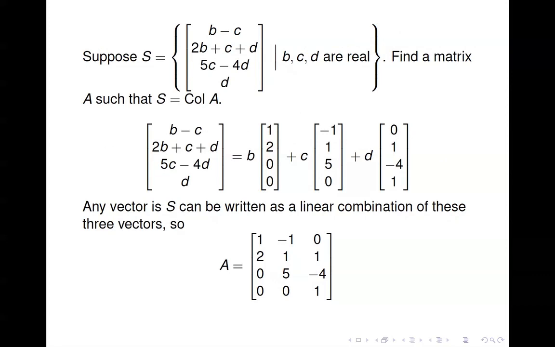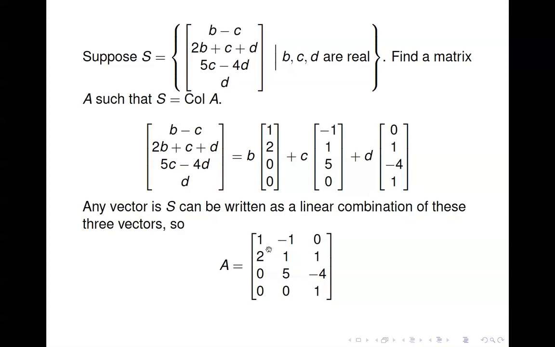Here's a set S defined in terms of this generic vector, and you're asked to find a matrix A such that S is equal to the column space of A. So we simply take that generic vector, write it in parametric vector form, so we can write anything in S as a linear combination of these three vectors given here.